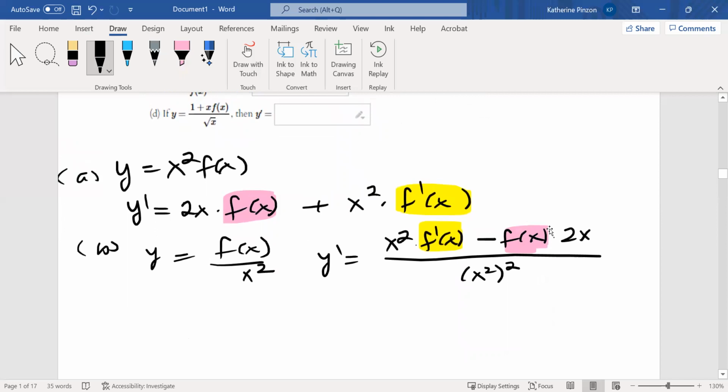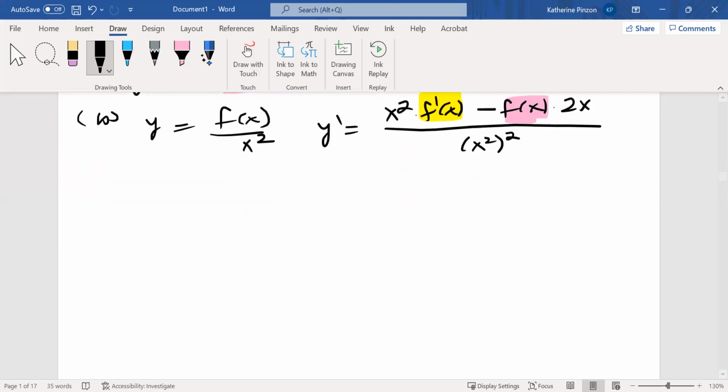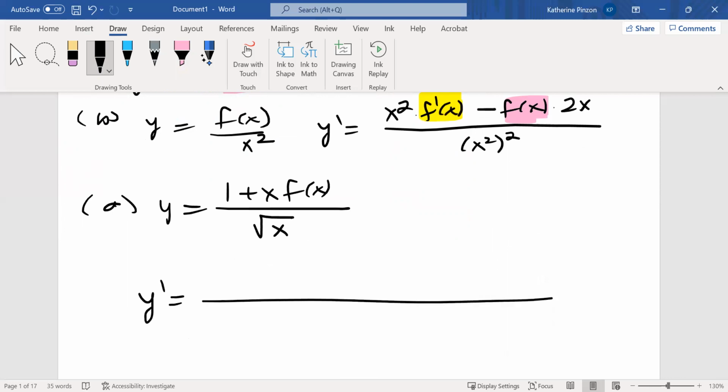Let's do D. Y equals 1 plus x f of x over square root of x. I'm going to write this as 1 plus x f of x over x to the 1/2, because that makes my derivative life easier. So this needs a quotient rule. And what else does it need? Chain. A quotient rule and a product rule because of that x f of x.